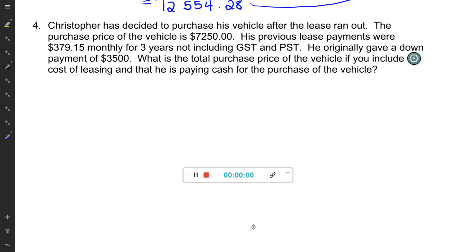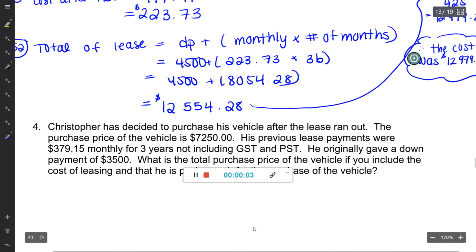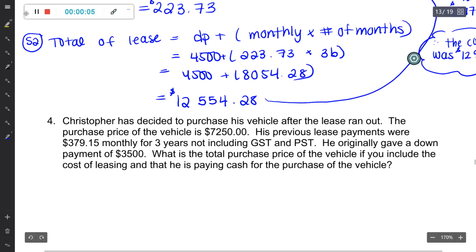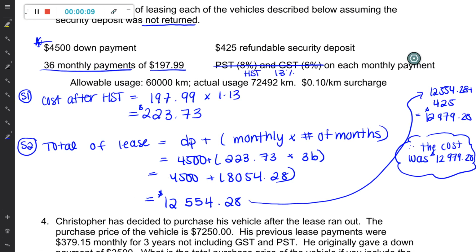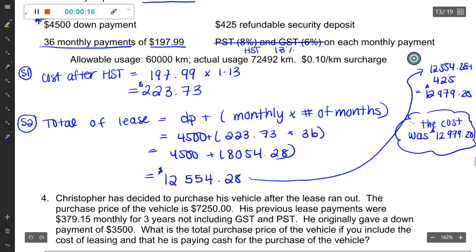All right, sorry, I ran out of time on that last one. Again, just gonna move this back up here. So that is what it's gonna cost if he doesn't get his security deposit back.